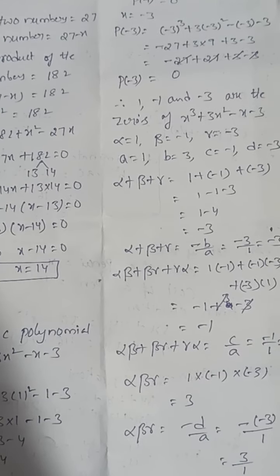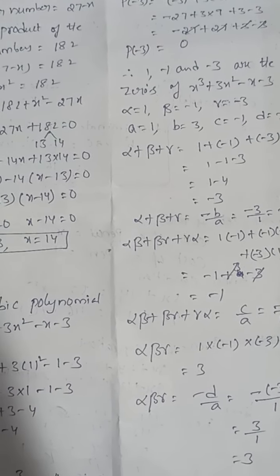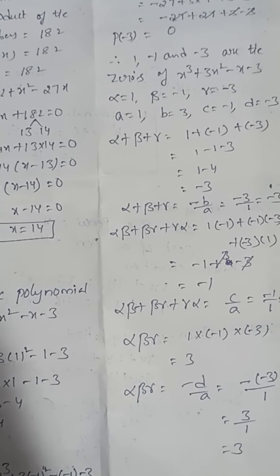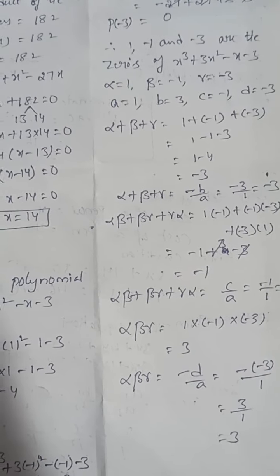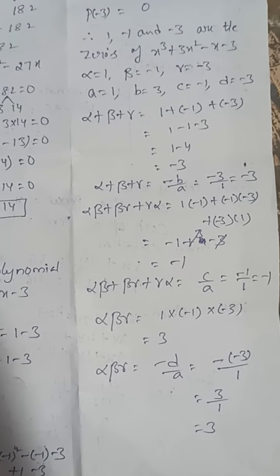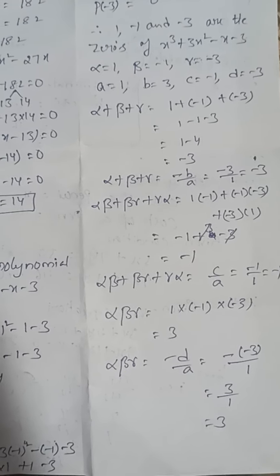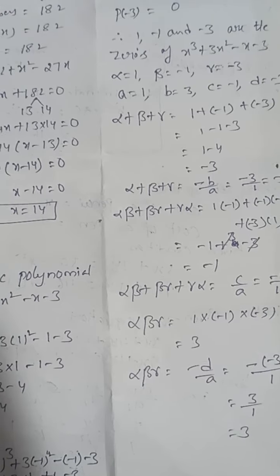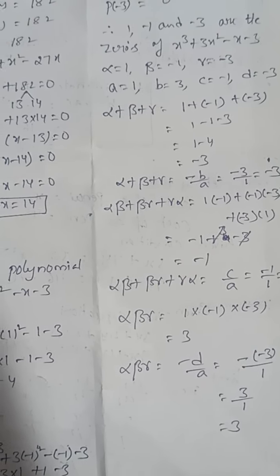Alpha plus beta plus gamma, its value is minus 3. The relation is alpha plus beta plus gamma is equal to minus b by a, that is minus 3 by 1, minus 3. Alpha beta plus beta gamma plus gamma alpha, its value is minus 1. The relation is c by a, that is c is minus 1, a is 1, minus 1 by 1, minus 1. Alpha into beta into gamma is 3. The relation is alpha beta gamma is equal to minus d by a, that is minus of minus 3 by 1, 3.